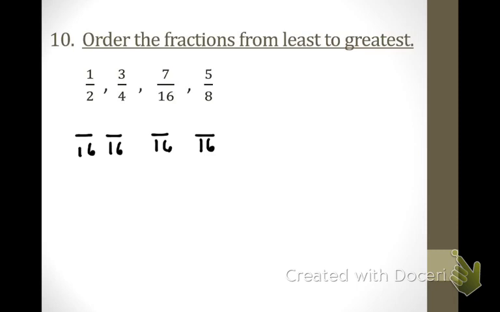Now you've got to figure out how to get 1/2 to turn into a 16th. How do I do it? Multiply by 8. What's the new fraction? 8/16. Next up, Carlos, 3/4. What do I multiply by? Multiply by 4 on top and bottom. What do I get? 12/16. Next up, Michael, what do I do? You just bring down the 7 because the 16th is exactly the same.